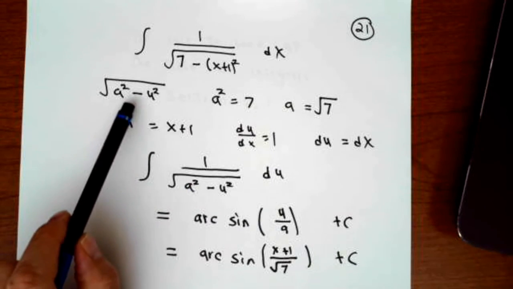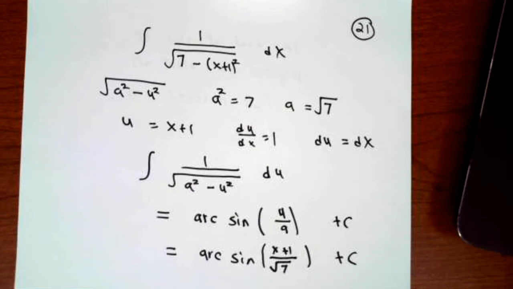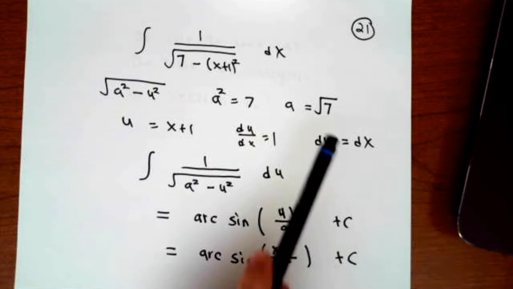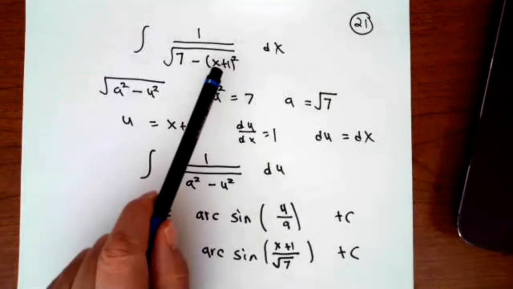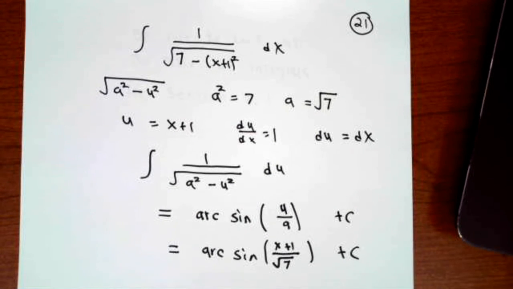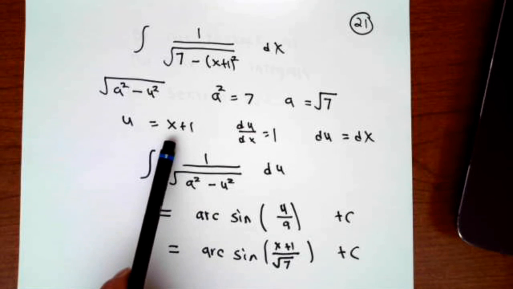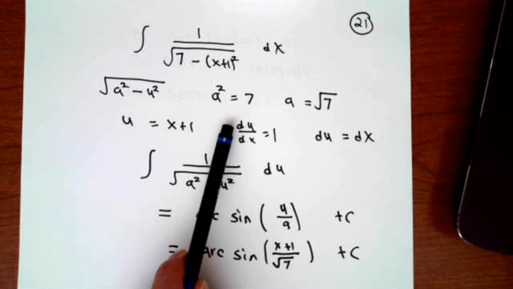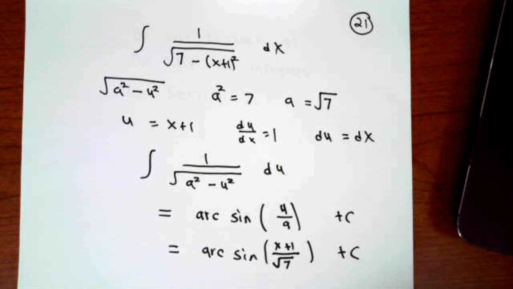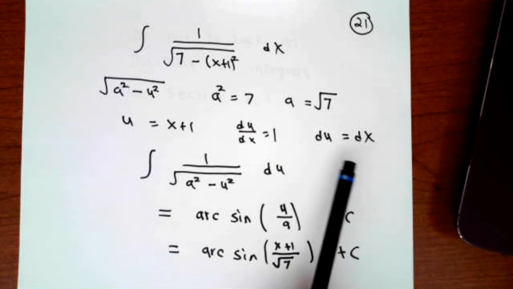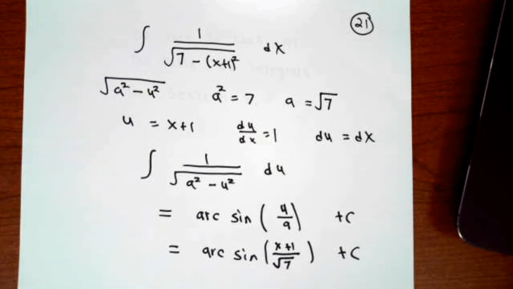This looks like one of our forms that we know about again. I'm going to want a squared to be 7, so I'll take a to be square root of 7 here. The u, the thing that I'm squaring and subtracting away from a squared, is going to be x plus 1. For this problem, the derivative of u with respect to x is 1. So du is 1 times dx. So du and dx for this particular problem are the same thing.